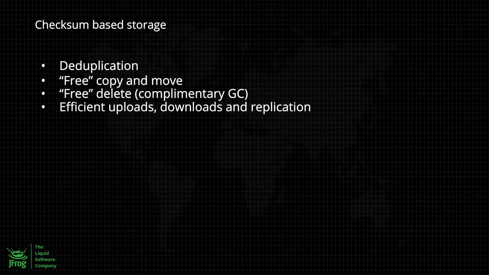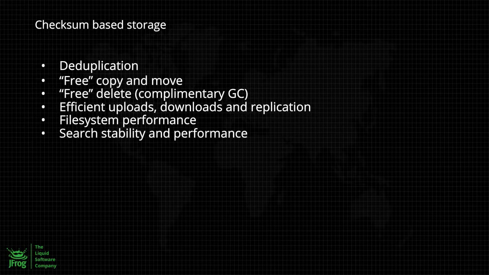And also with checksum-based storage, we do not need any lock at file level, which means upload and download operations are very fast. And all replication, I will explain a bit what replication is, is checksum-based. So we avoid sending files that already exist on the network. And this provides better performance for the file system because of the non-locking, stability for the searches, and performance because all searches are database searches, not file system searches.